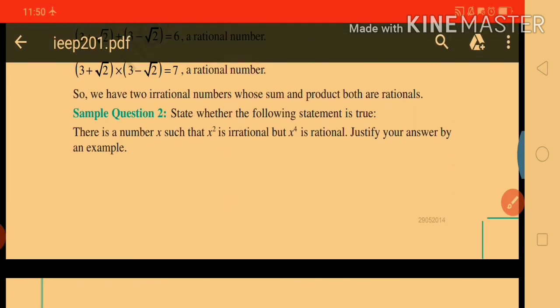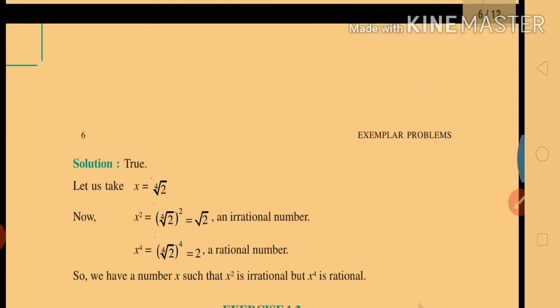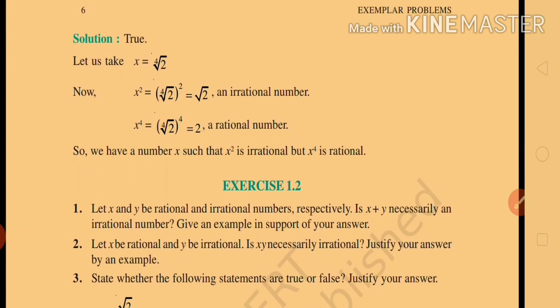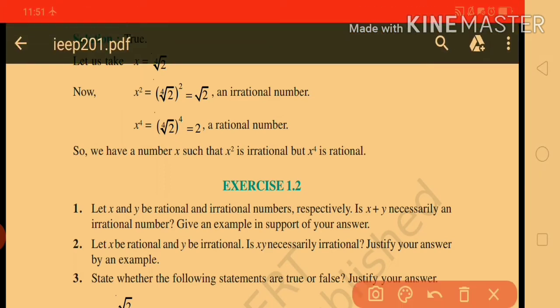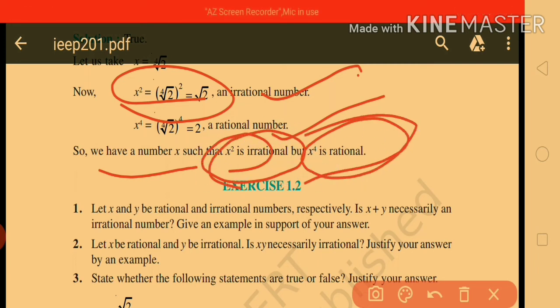Now come to example number 2. State whether the following statement is true. There is a number x such that x square is irrational but x to the 4 is rational. Justify your answer by giving an example. This is true because if you take x is equal to 4th root of 2, you can take here. So taking square on both sides, what do you get? This is root 2. Root 2 is an irrational number. If you get power 4, then you will get 2. And we can say that if we take a number x such that x square is irrational, x raised to 4 is rational, and the best example is the 4th root of 2.